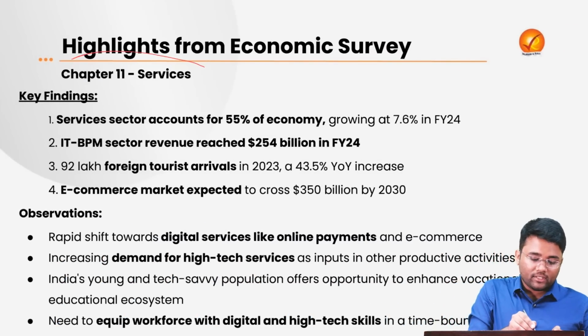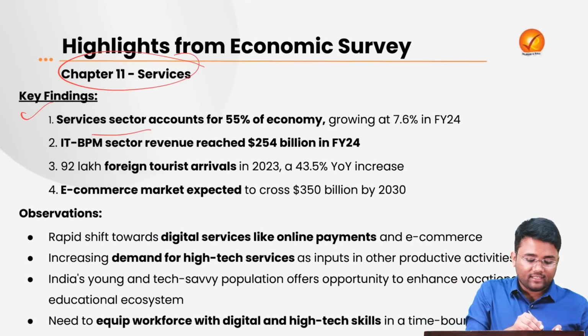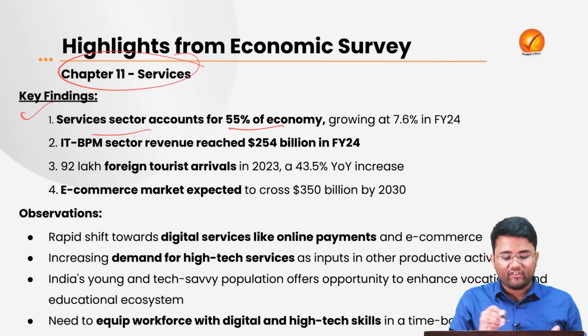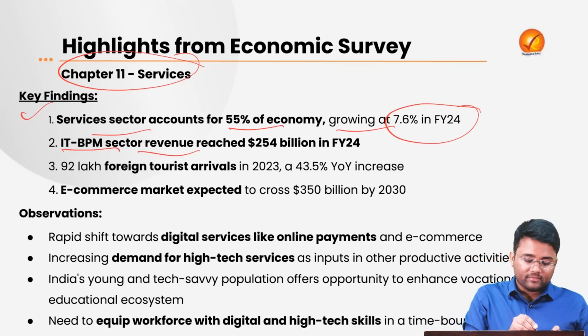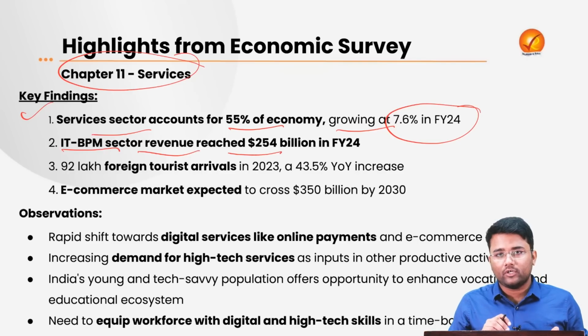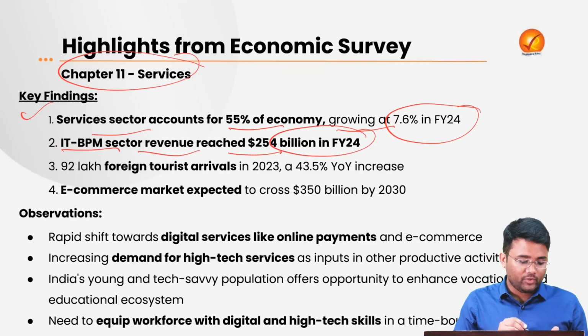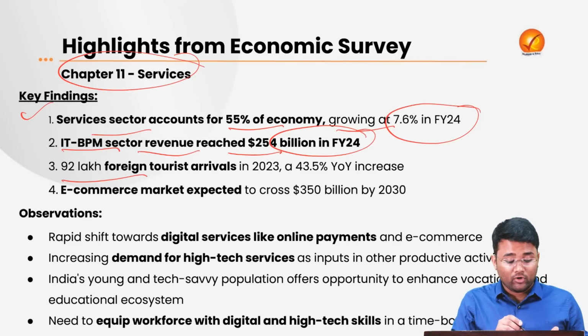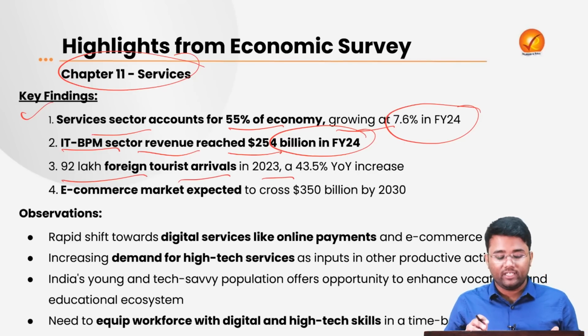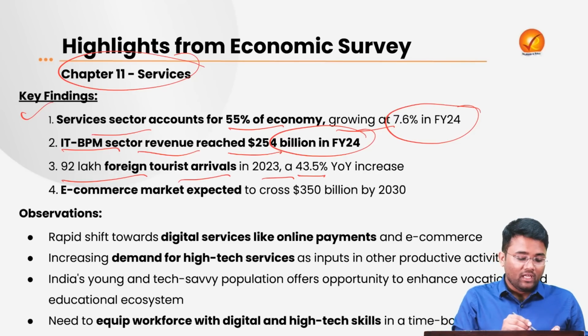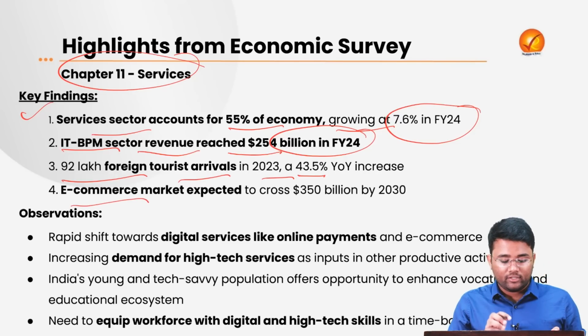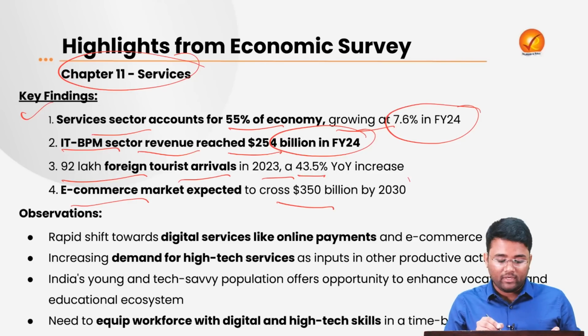If we talk about chapter 11, that is services, the key findings are that the service sector accounts for 55% of the economy and is growing at almost 7.6% in financial year 24. The IT BPM sector revenue reached almost $253.4 billion in financial year 24. 92 lakh foreign tourist arrivals happened in 2023, a 43.5% increase year on year. The e-commerce marketplace is expected to cross $350 billion by 2030.